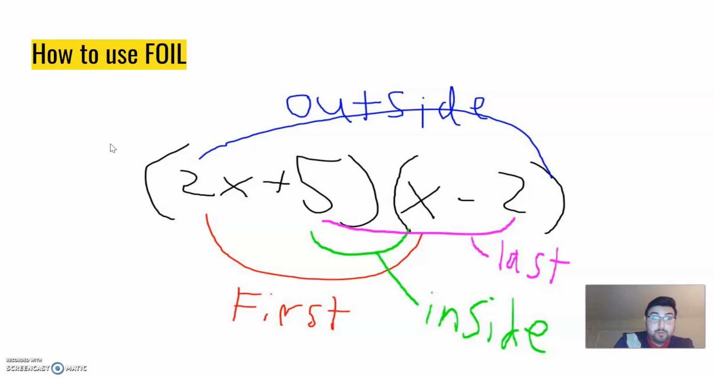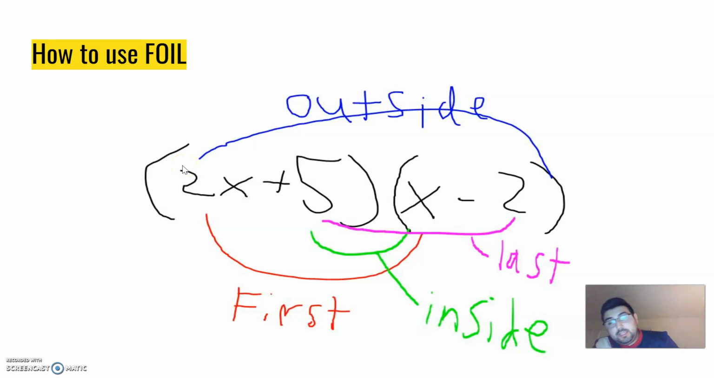So we're using 2x plus 5. You have to put them in parentheses so you know that they're separated from each other. So 2x plus 5 multiplying x minus 2. The entirety of 2x plus 5 is multiplied against the entirety of x minus 2.